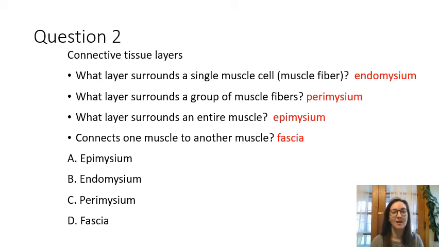Okay, so here we go. The one that surrounds the single individual muscle fiber is the endomysium. The perimysium is what surrounds the fascicle or a group of fibers. Epimysium surrounds the entire muscle, and then fascia is what's going to cover multiple muscles.